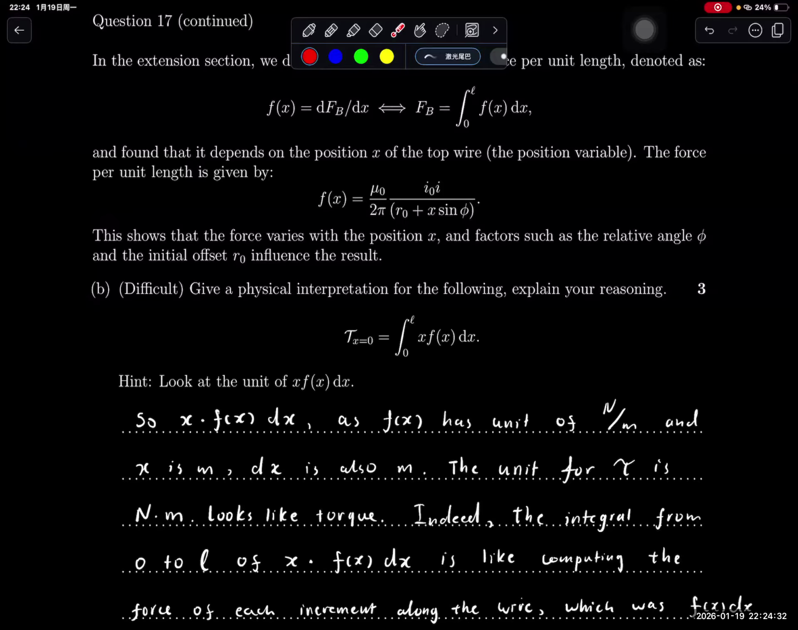So what is this doing? If you think about this function, when I integrate this density function, it's force per unit length. If I multiply this by x, it's kind of like a force times a distance. So what does that indicate?